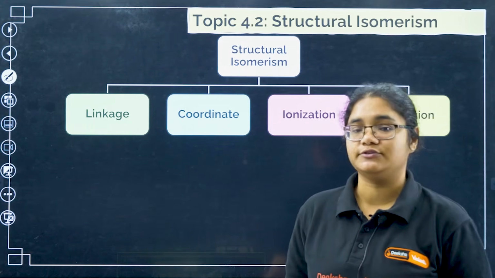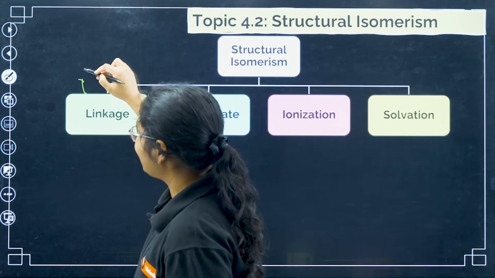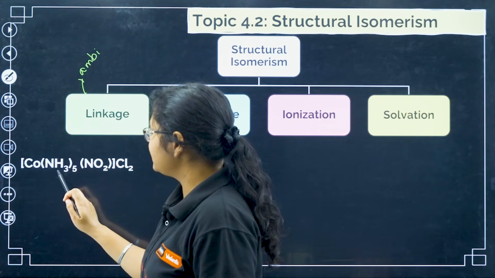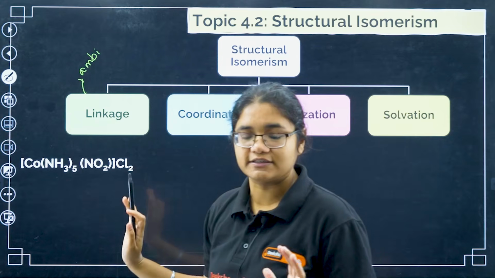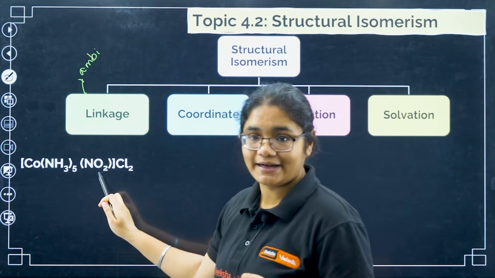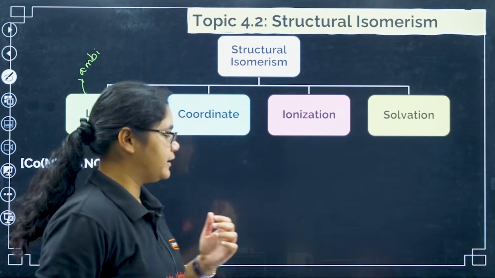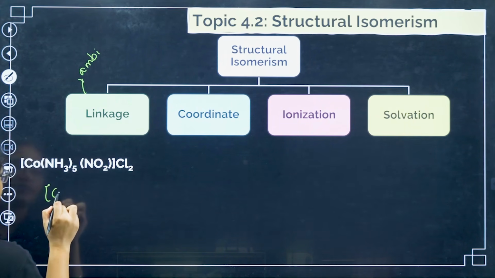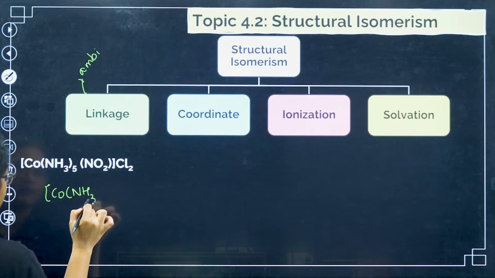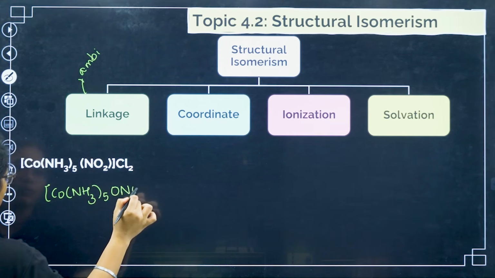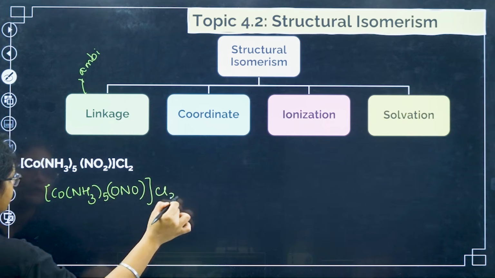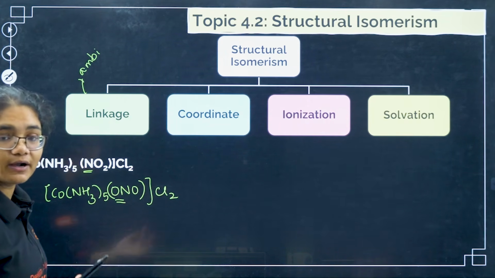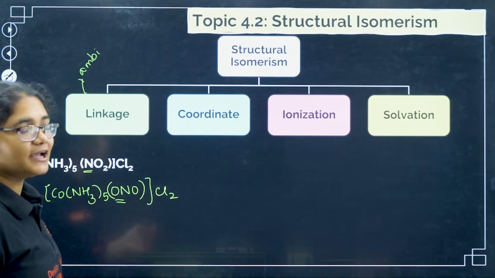We have 4 types of structural isomerism. Linkage isomerism comes with ambidentate ligands. You can see the example here. If you have [Co(NH3)5(NO2)]Cl2, suppose this is a complex. Now here N is binding. I can write another molecule like this, [Co(NH3)5(ONO)]Cl2. So here N was linking, here O is linking. So these are 2 different compounds. That is a type of linkage isomerism.